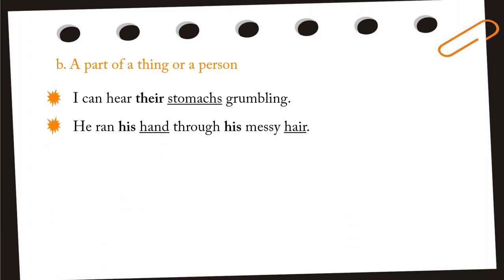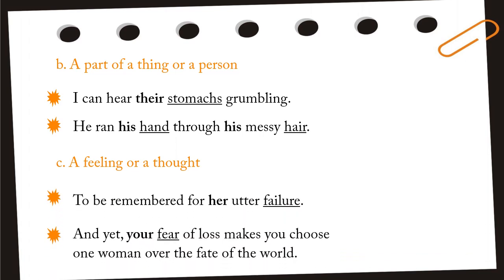For example, I can hear their stomachs grumbling. He ran his hand through his messy hair. In the first sentence, we have the possessive determiner "their," followed by the noun "stomachs," which is a part of a person's body. C. To express a personal connection to a feeling or a thought. For instance, to be remembered for her utter failure. And yet, your fear of loss makes you choose one woman over the fate of the world. In the last sentence here, we have the possessive "your," followed by the noun "fear," which is a feeling.